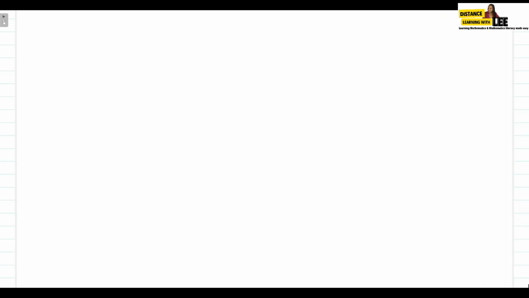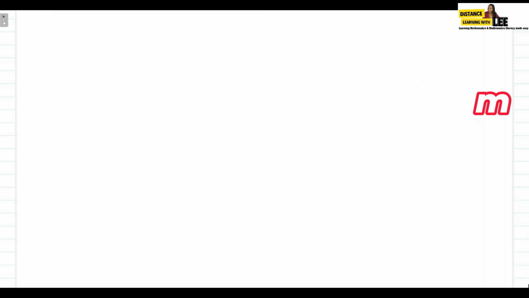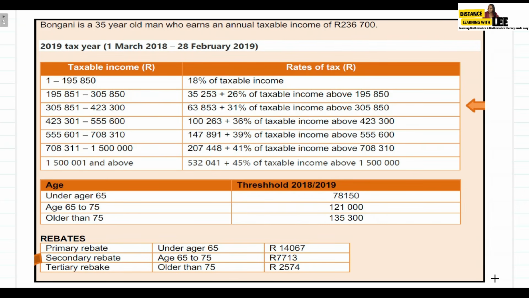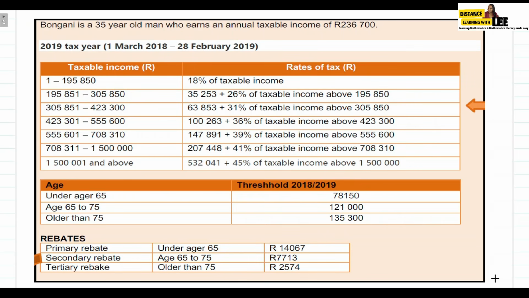The amount that a person pays towards their tax is affected by a number of factors. It is affected by the salary that a person earns per annum, because if we know how much a person earns per annum, we are able to determine the tax bracket that a person falls in, and that will help us determine the rate of tax that they would then have to pay.